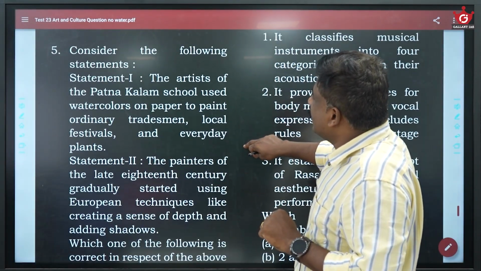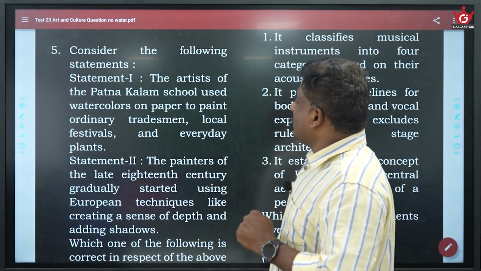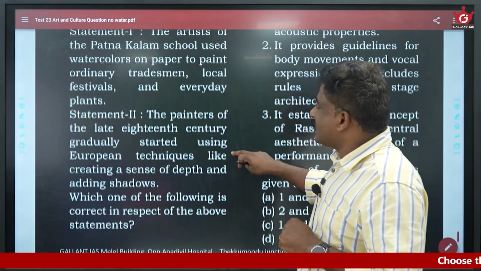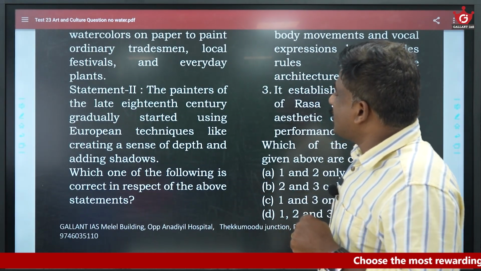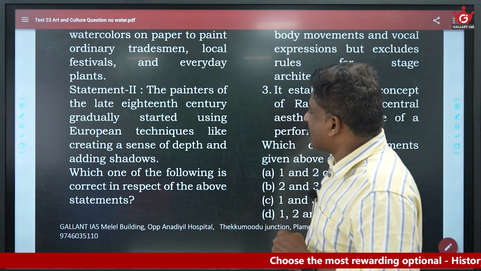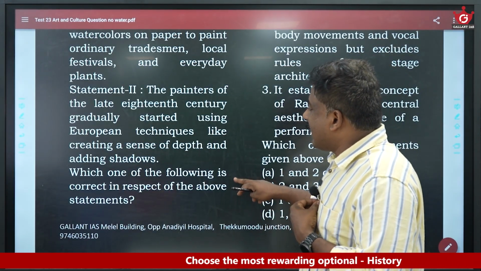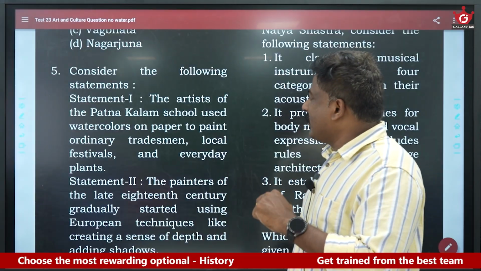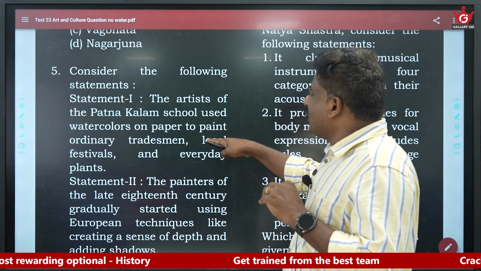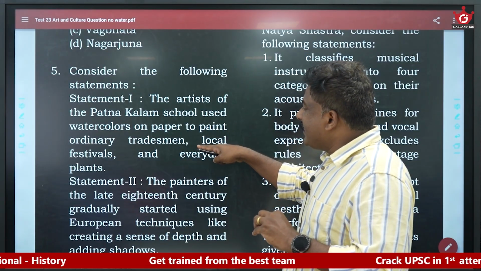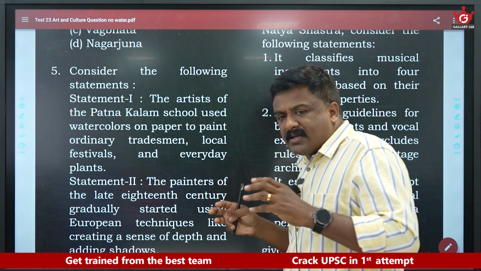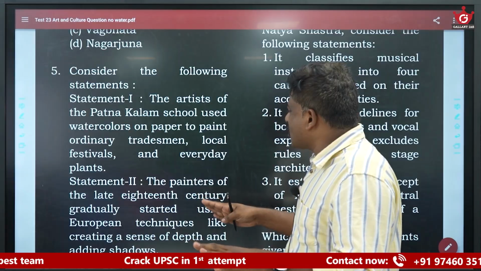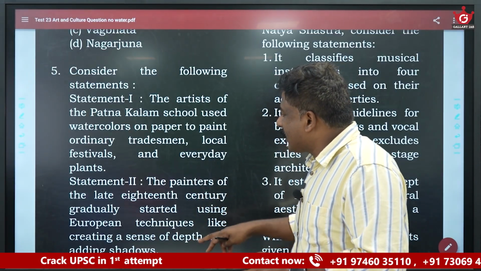Now there is a question. The artists of the Patnakalam school used watercolors on paper to paint ordinary tradesmen, local festivals, everyday plants. Statement 2: Painters of the late 18th century gradually started using European techniques like creating a sense of depth and adding shadows. Regarding this Patnakalam, both are correct here. Statement 1 is correct. The subject became contemporary society, people, festivals, tradesmen, etc. That is super fine with the Patnakalam.